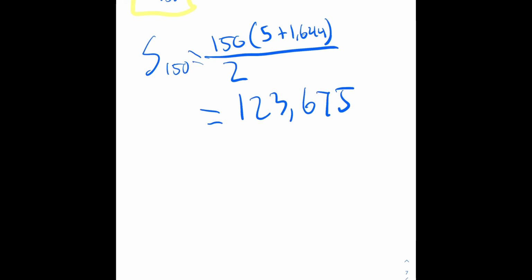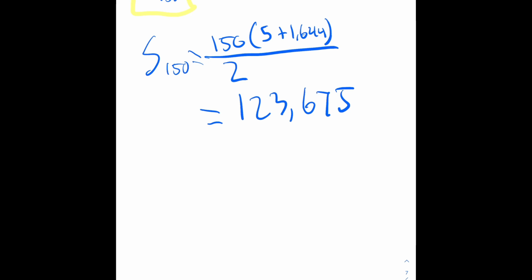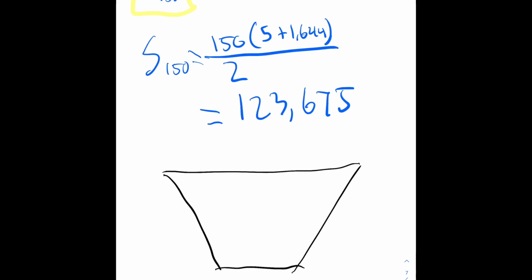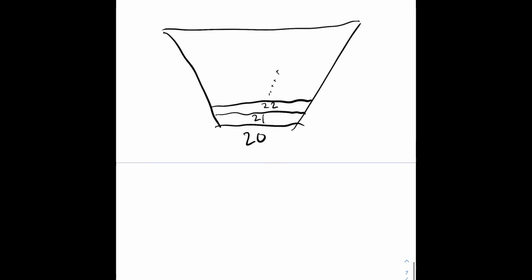Last problem that we're going to do, it's an application problem. An auditorium has 20 rows of seats. There are 20 seats in the first row. So it looks something like this, a little trapezoid shape. Let's say that the first row right here has 20, 21 seats in the second row, 22 seats in the third row, and you're going to continue on until you get to the very end. How many seats are there in all 20 rows? So how many seats total are there in this whole thing?